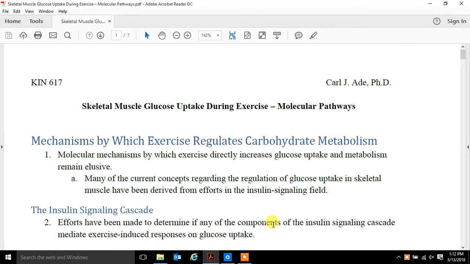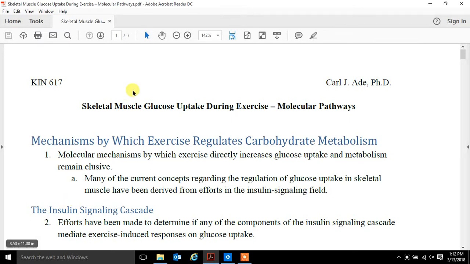Going to cover today skeletal muscle glucose uptake during exercise. We'll also talk about it at rest and really highlight how there are some differences when it comes to the signaling between the two and why we'd expect them to be different.